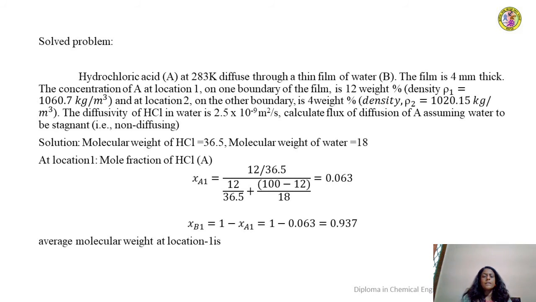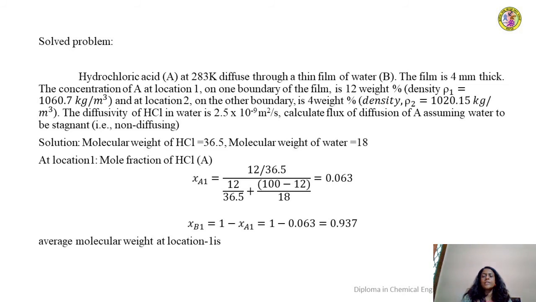Hydrochloric acid, in bracket A, means HCl, represents the component A at 283 Kelvin, diffused through a thin film of water. Okay, a film of water is there. So that film through which the HCl diffuses is 4 millimeters thick, which means this is the distance over which the diffusion is occurring. This HCl is undergoing diffusion over a distance of 4 millimeters of water. The concentration of A at location 1 on one boundary of the film is 12.8%.